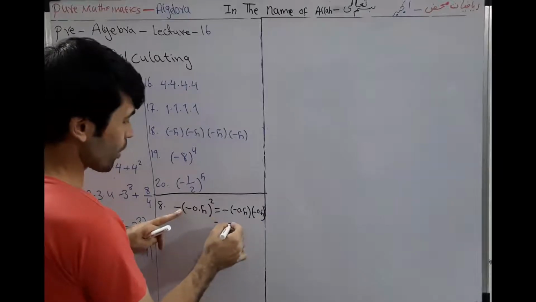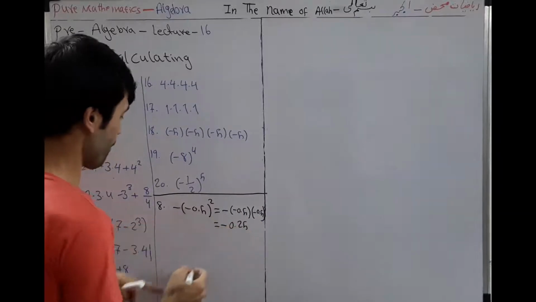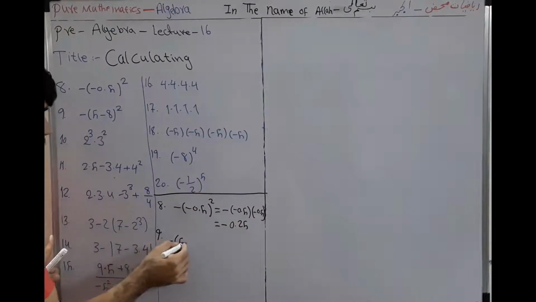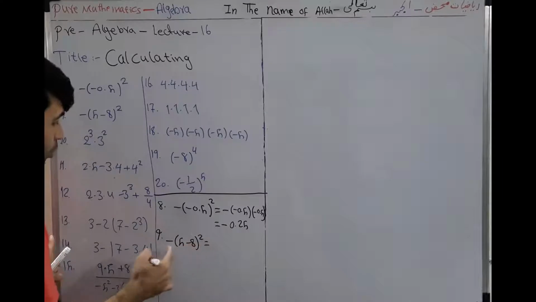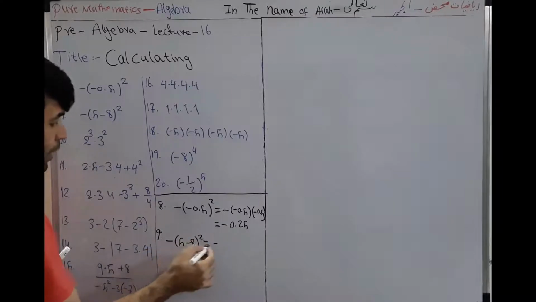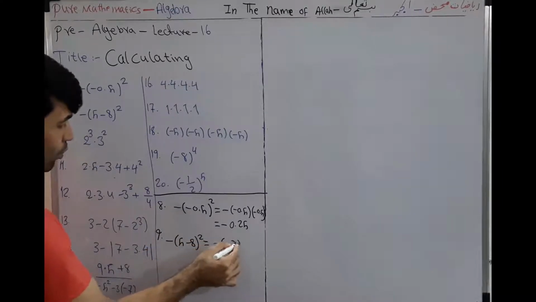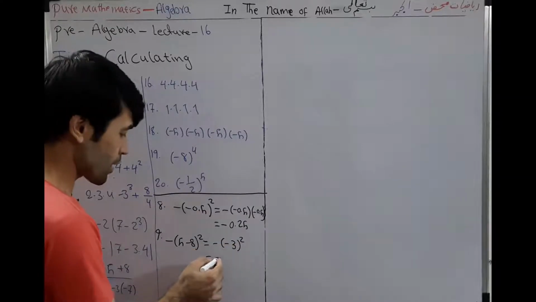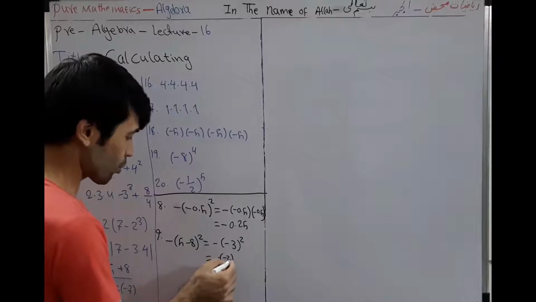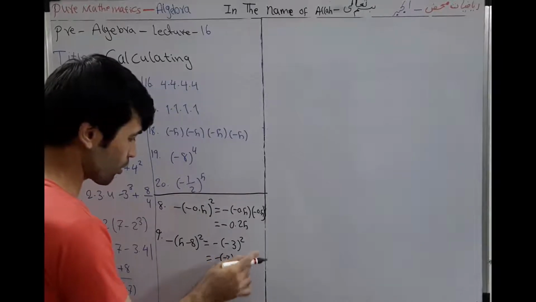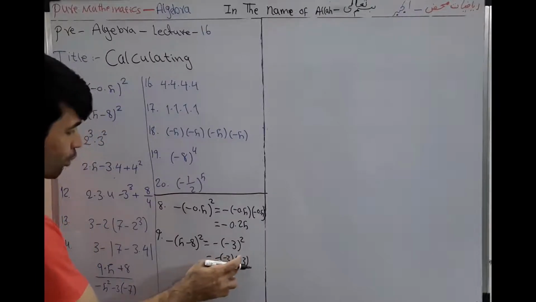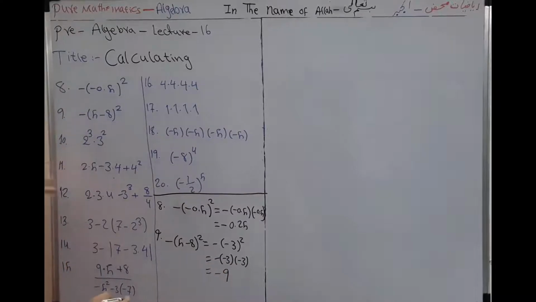0.5 multiplied by 0.5 is 0.25. Number 9: minus 5 minus 8 whole to the power 2 is equal to minus 5 minus 8 minus 3 whole to the power 2. It is equal to minus 3 multiplied by minus 3, 2 times. Minus multiplied by minus is plus, plus multiplied by minus is minus. 3 multiplied by 3 is 9. Minus 9.